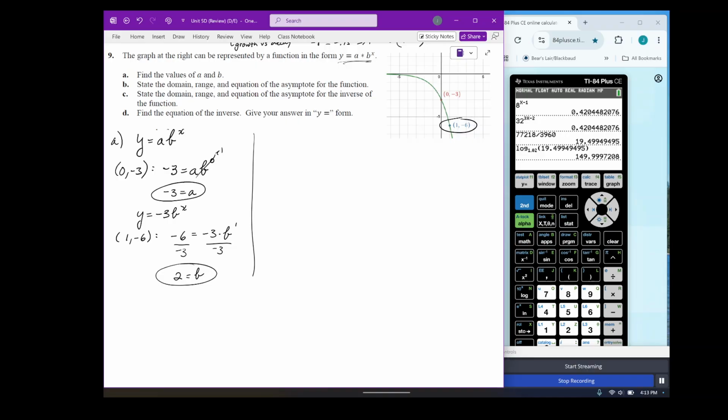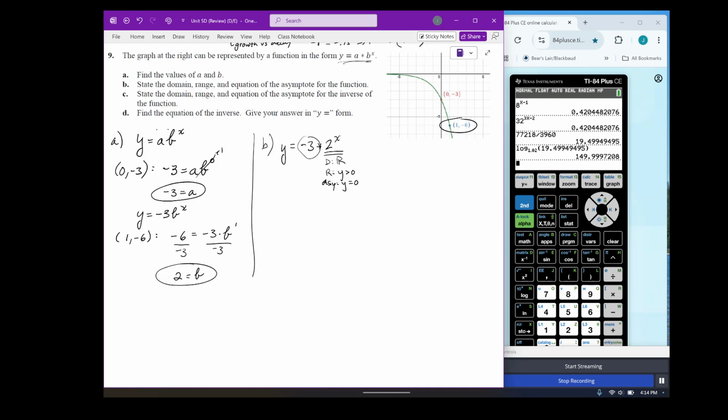Part B. Give the domain, range, and asymptote. Now our equation is y equals -3 times 2 to the x. You can get the domain, range, and equation of the asymptote just by looking at the function, but you could also base it on the parent. The parent has the domain of all real numbers, the range is positives, and the asymptote is y equals 0.